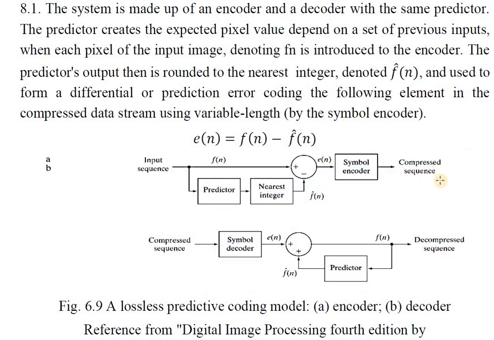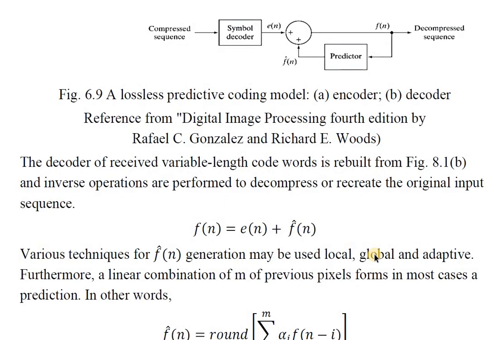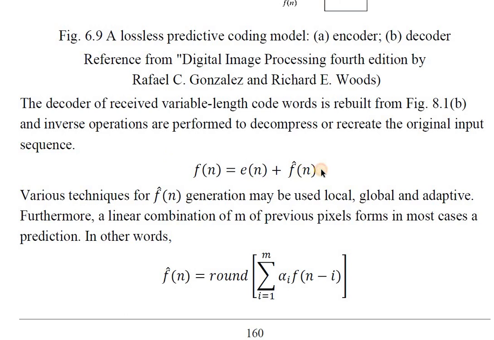Symbol encoder will give you the compressed sequence. Now that compressed sequence goes to the symbol decoder. You get En back. And now you perform the reverse operation to get Fn. So obviously, how will I get Fn? En plus f cap n is what is going to give you Fn. Okay, so this is the formula that I told you. En plus f cap n is what is going to give you Fn.